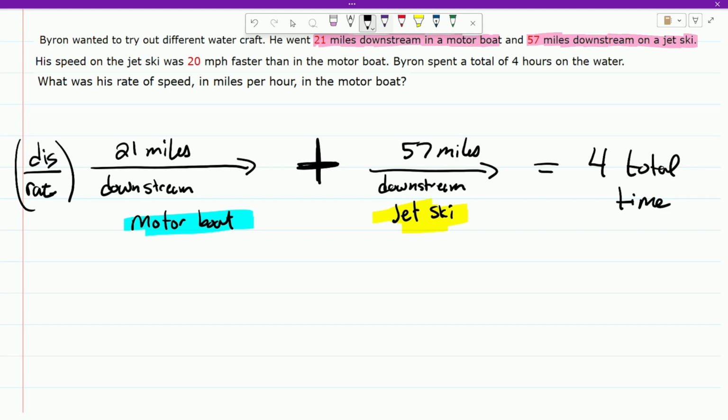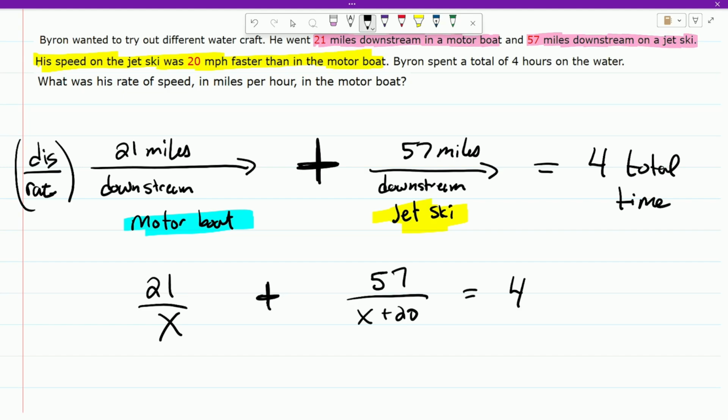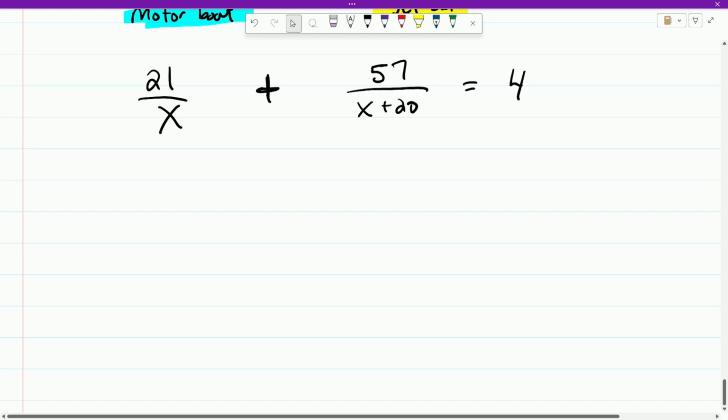Okay, let's go left to right. For the motorboat, we have no idea how fast it goes, so that's going to be 21 over x. Now for the jet ski, we do have a little idea, because the jet ski's speed was 20 miles per hour faster than the motorboat. So we know he went 57 miles, but then the rate is x plus 20. And this is going to equal 4. All right, so there's our problem.